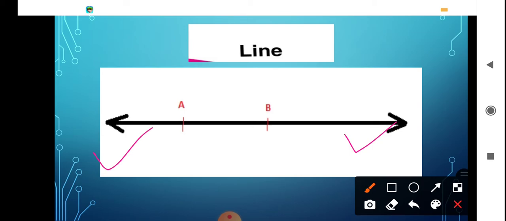The line has no definite length. इसकी कोई definite length नहीं होती है. And the line is denoted by line AB and an arrow on it.